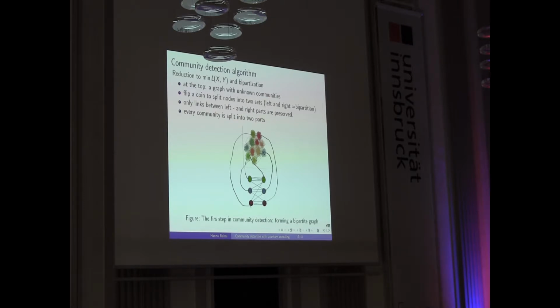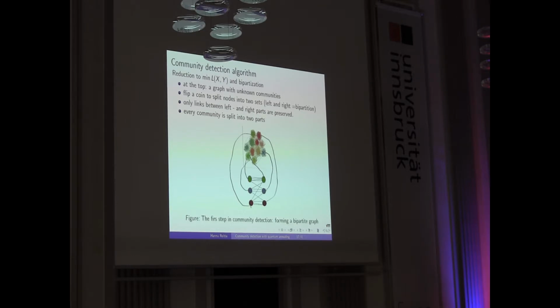And this is the first step in this algorithm. So this is the graph with some communities. So there are more links inside the communities than between those. That's the definition. And then the first step is to divide this graph into two. Just randomly put nodes into one set or the other with 50%. So as a result, each community is divided into two parts, one at left and the other right.